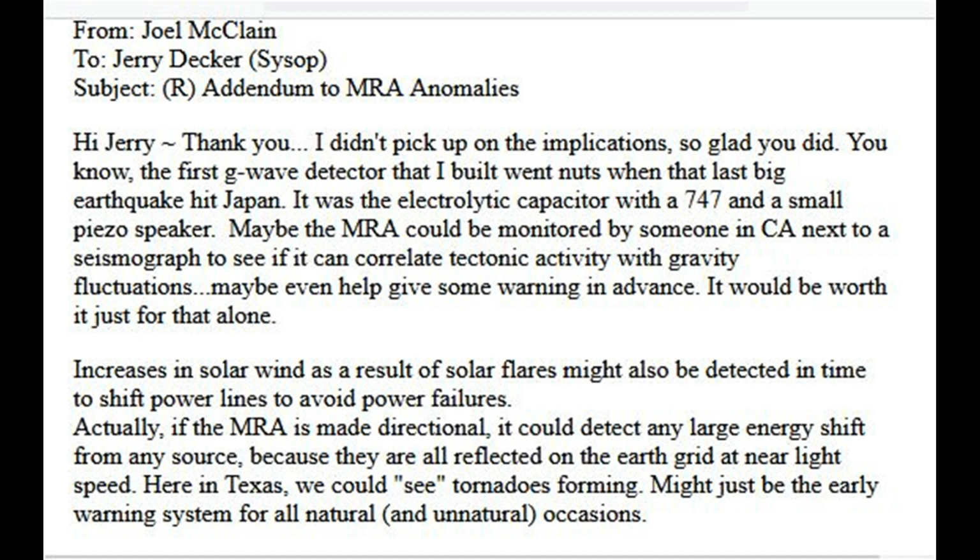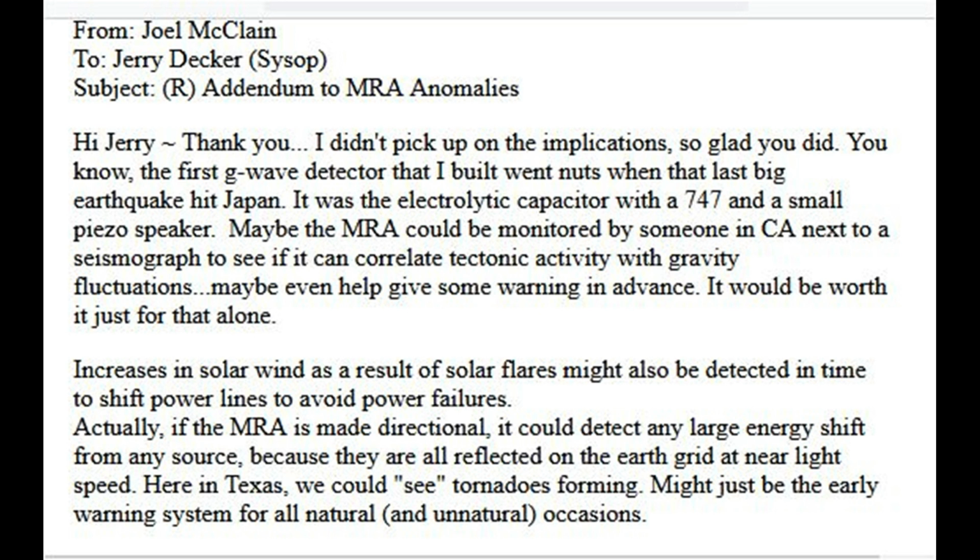It was the electrolytic capacitor with a 747 and a small piezo speaker. Maybe the MRA could be monitored by someone in CA next to a seismograph to see if it can correlate tectonic activity with gravity fluctuations, maybe even help give some warning in advance. It would be worth it just for that alone.